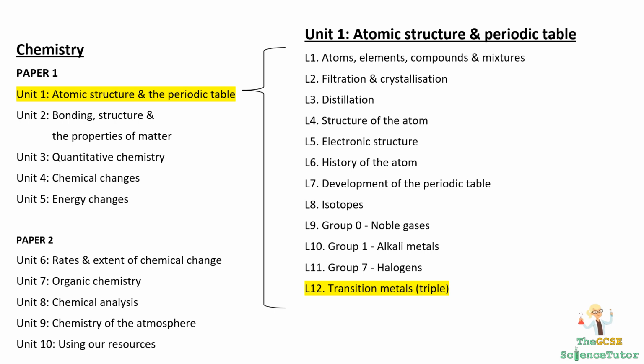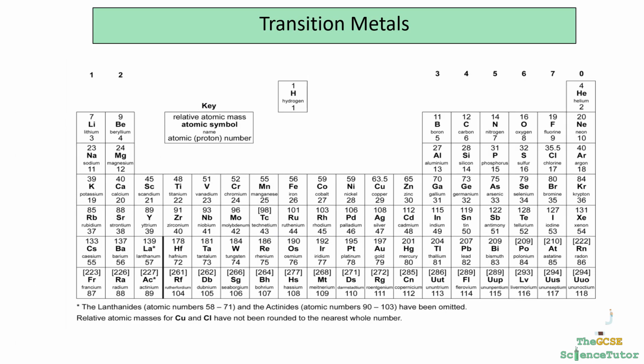Today we are looking at Lesson 12, Transition Metals, which is a triple-only lesson. The transition metals can be found in the centre block of the periodic table. And I recommend that on your periodic table you annotate this block of elements. So it's the ones that I'm highlighting here, and label them transition metals.